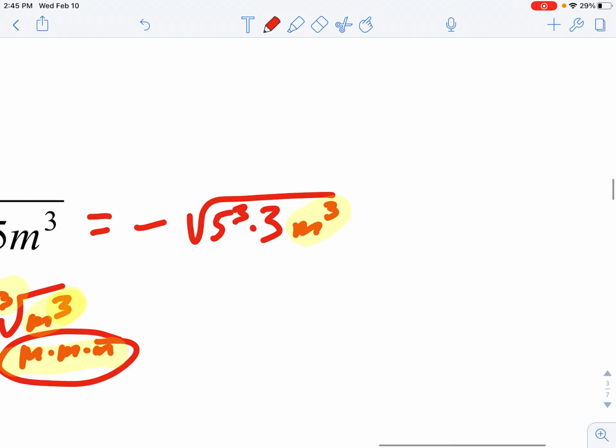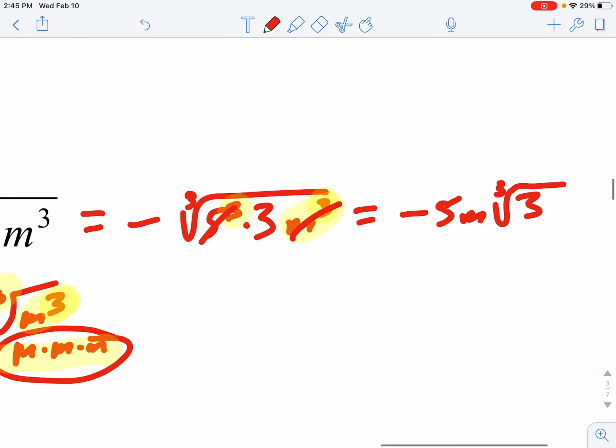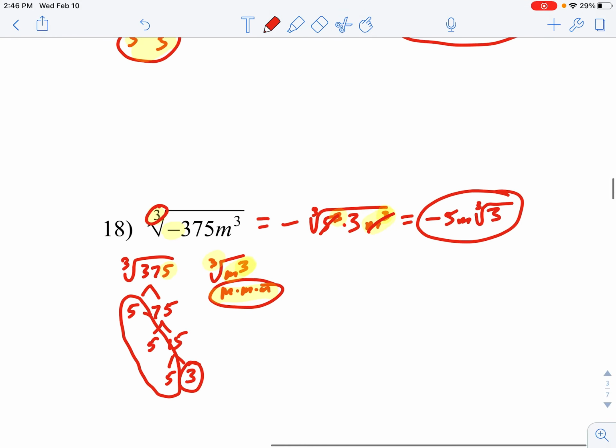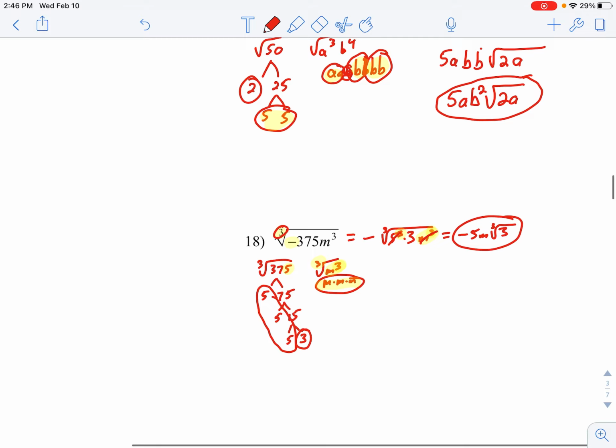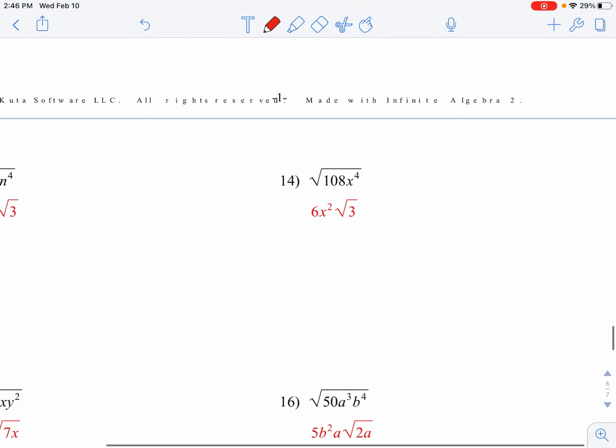So what does that give us? Well, we've got our negative sign there. The ones with the odd powers are going to simplify. So I can bring out a 5, and I can bring out an m, and the 3 stays inside. And remember, that was a third root, so I needed to have a little 3 there for my index. That should be the final answer to number 18. Let me check. -5m cube root of 3.